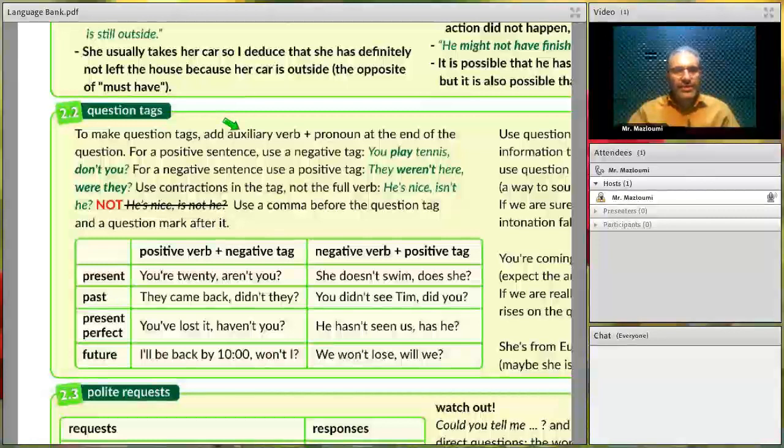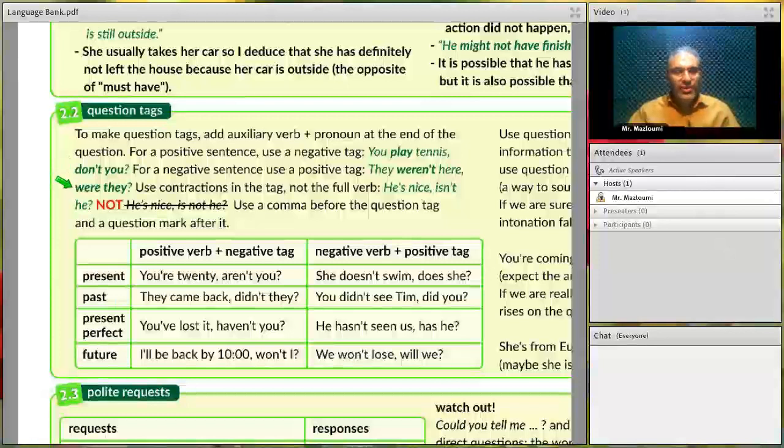For a positive sentence, use a negative tag. You play tennis, don't you? So, you play is positive, the tag must be negative. For a negative sentence, use a positive tag. They weren't here, were they? Weren't is negative, the tag must be positive.